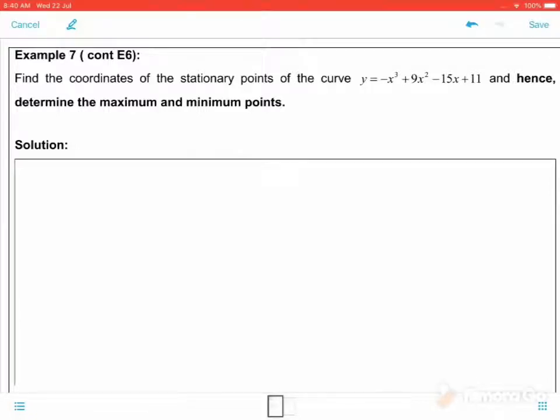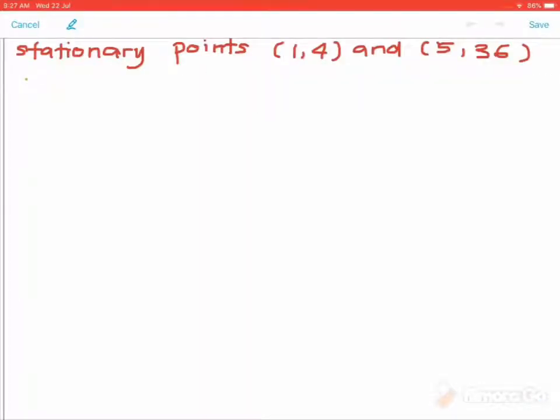Example 7, which is continued from example 6. Find the coordinates of the stationary points of the curve y equals negative x cubed plus 9x squared minus 15x plus 11, and hence determine the maximum and minimum points. From question 6, we already obtained the stationary points, which are (1, 4) and (5, 36). Maybe you can refer back to question 6.